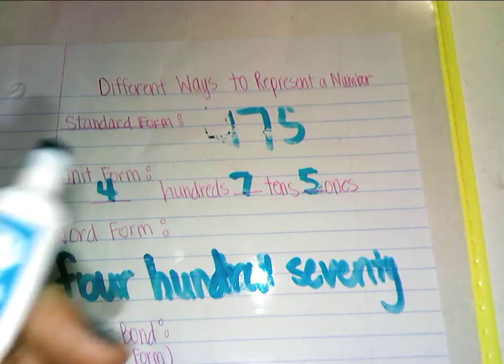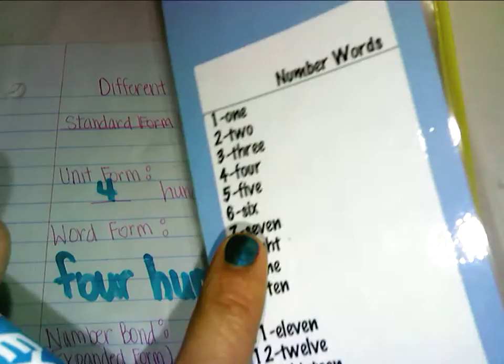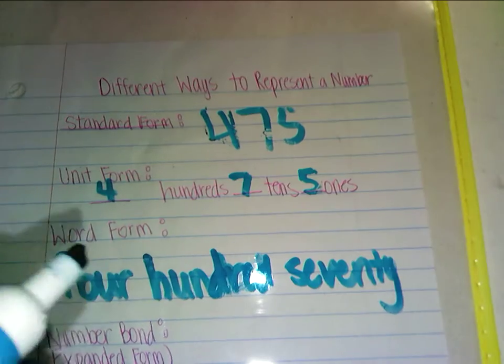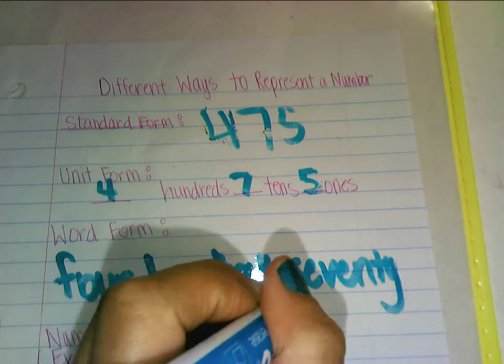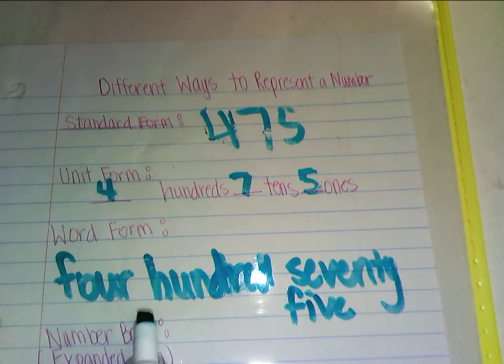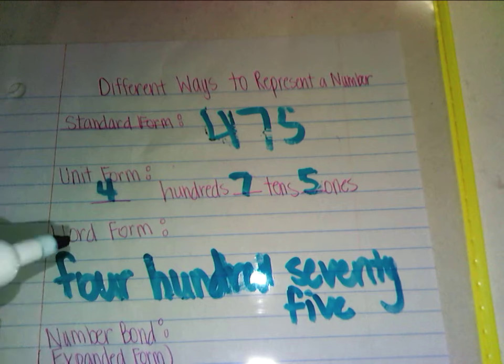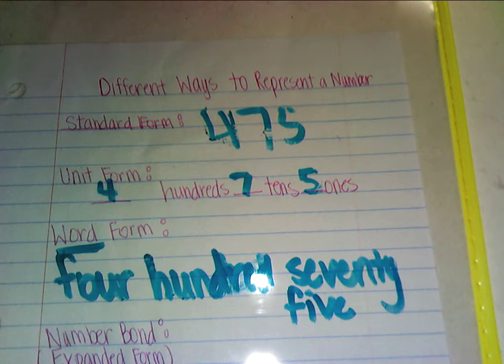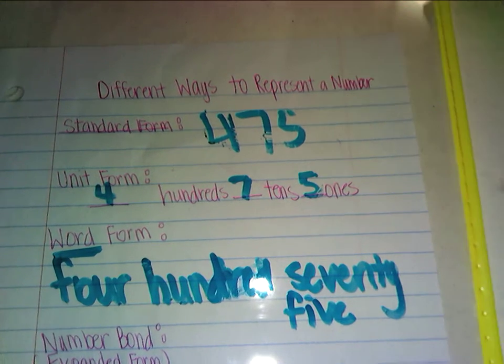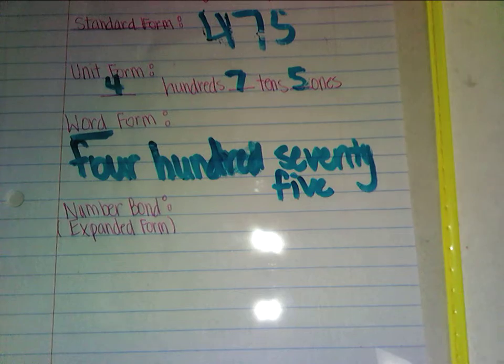And same thing with the number 5. Right there. So the way we write this is 475. I shouldn't see any numbers there. It should be all words. That's why it's called word form. Okay? The last one is expanded form.